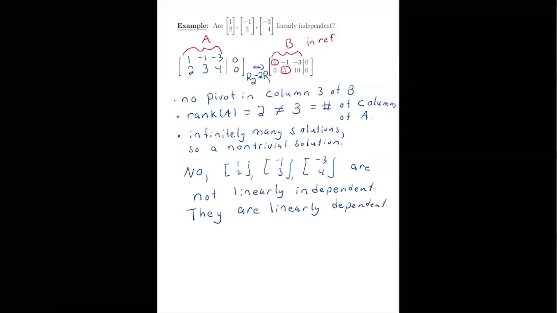And again, what we were checking for was whether or not there was a leading entry in every column of B. Since column 3 does not have a leading entry, we know that these vectors are linearly dependent. This system has a non-trivial solution. It's got a free variable. There are infinitely many solutions.